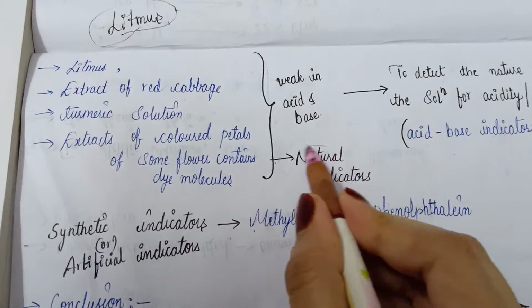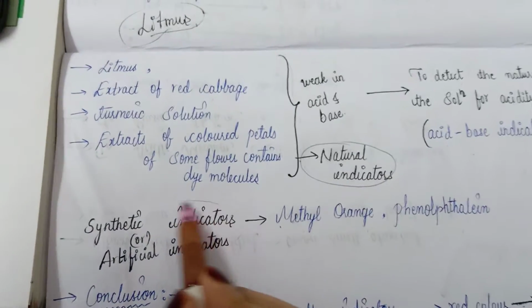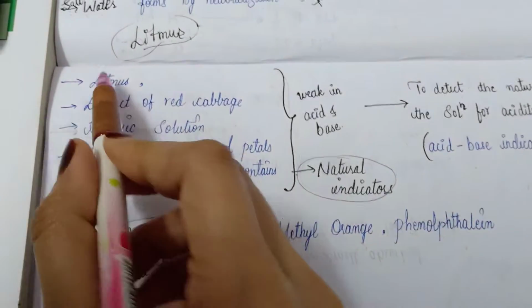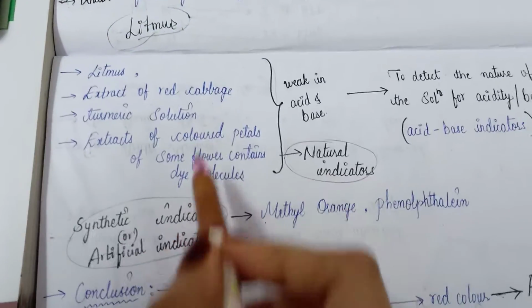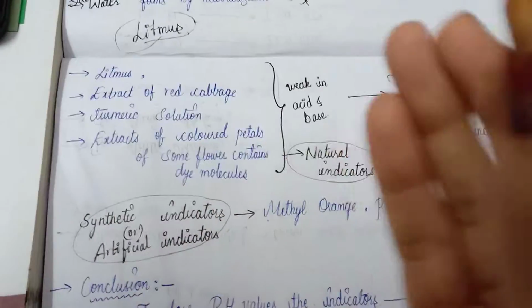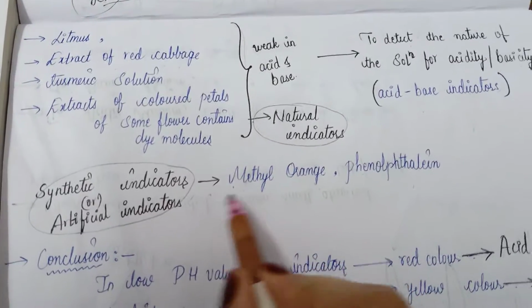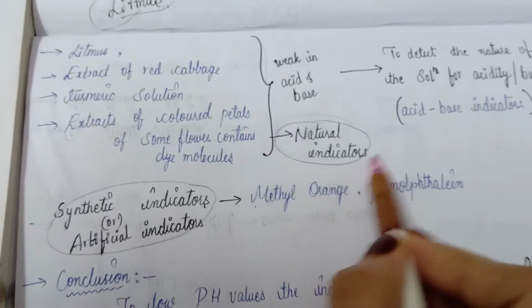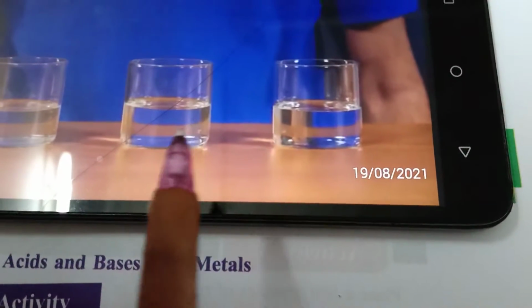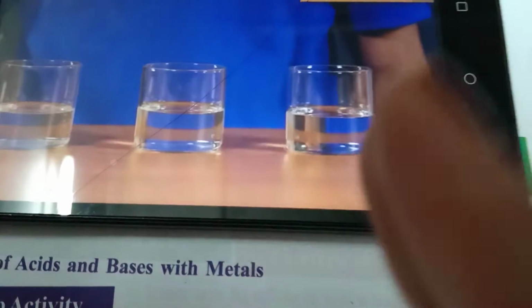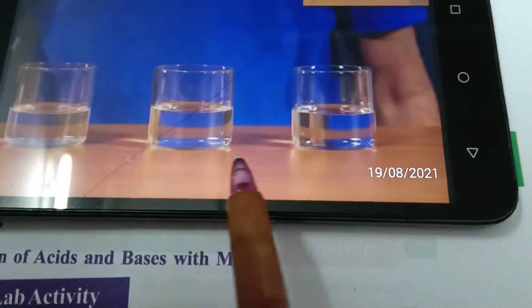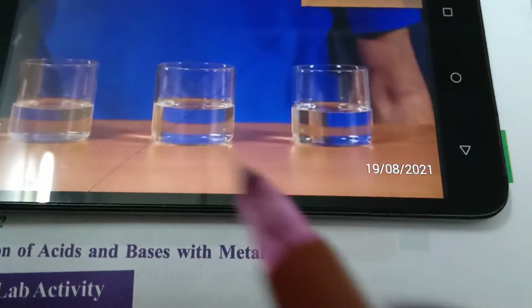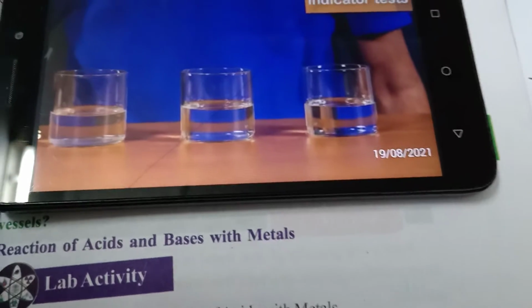In our last class I told you about natural indicators and synthetic or artificial indicators. That is litmus paper, the extract of red cabbage, turmeric solution, extract of red colored flower petals, and the synthetic indicators, that is methyl orange and phenolphthalein. By using these natural and synthetic indicators, we can identify whether the given solution is an acid, a base, or a salt solution. Am I clear to all of you?